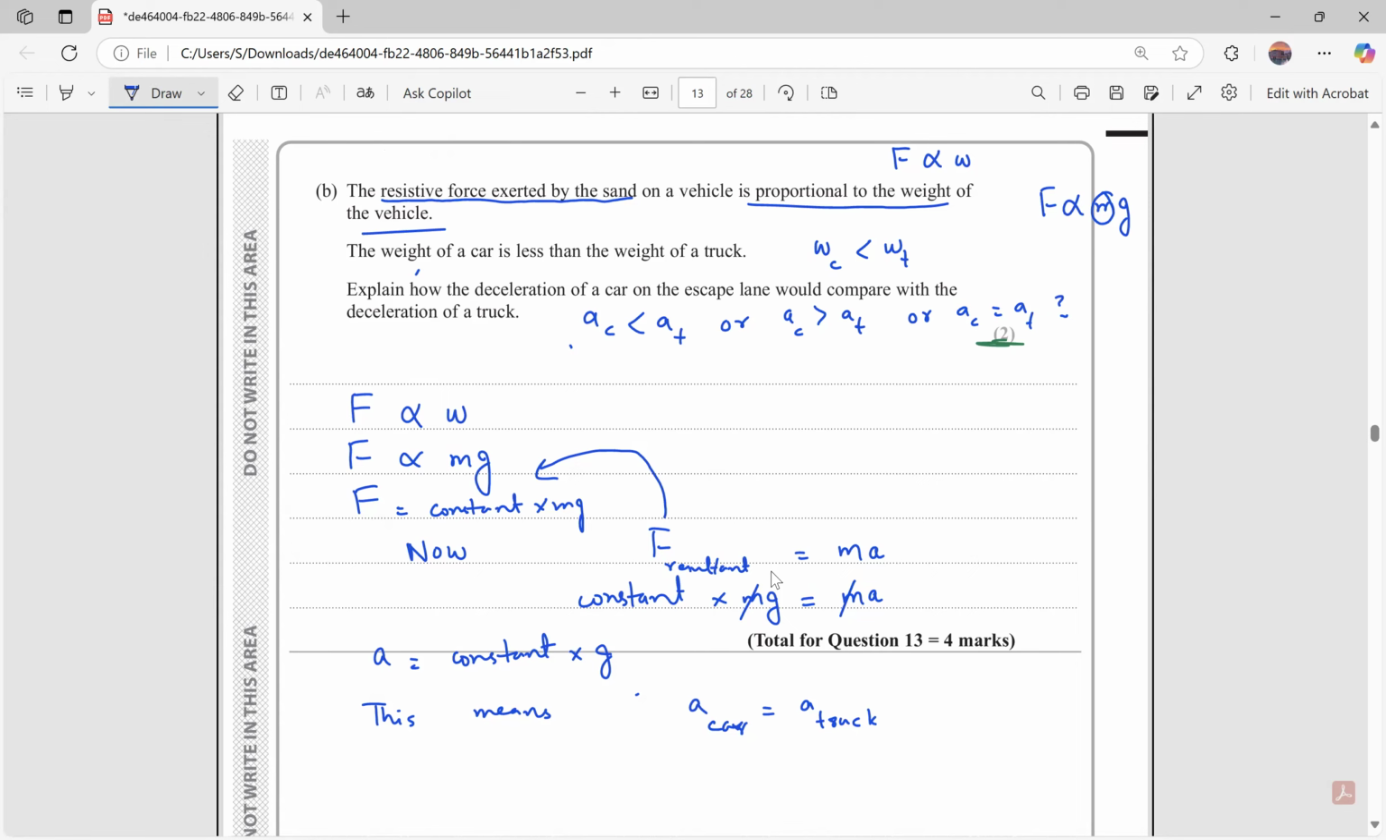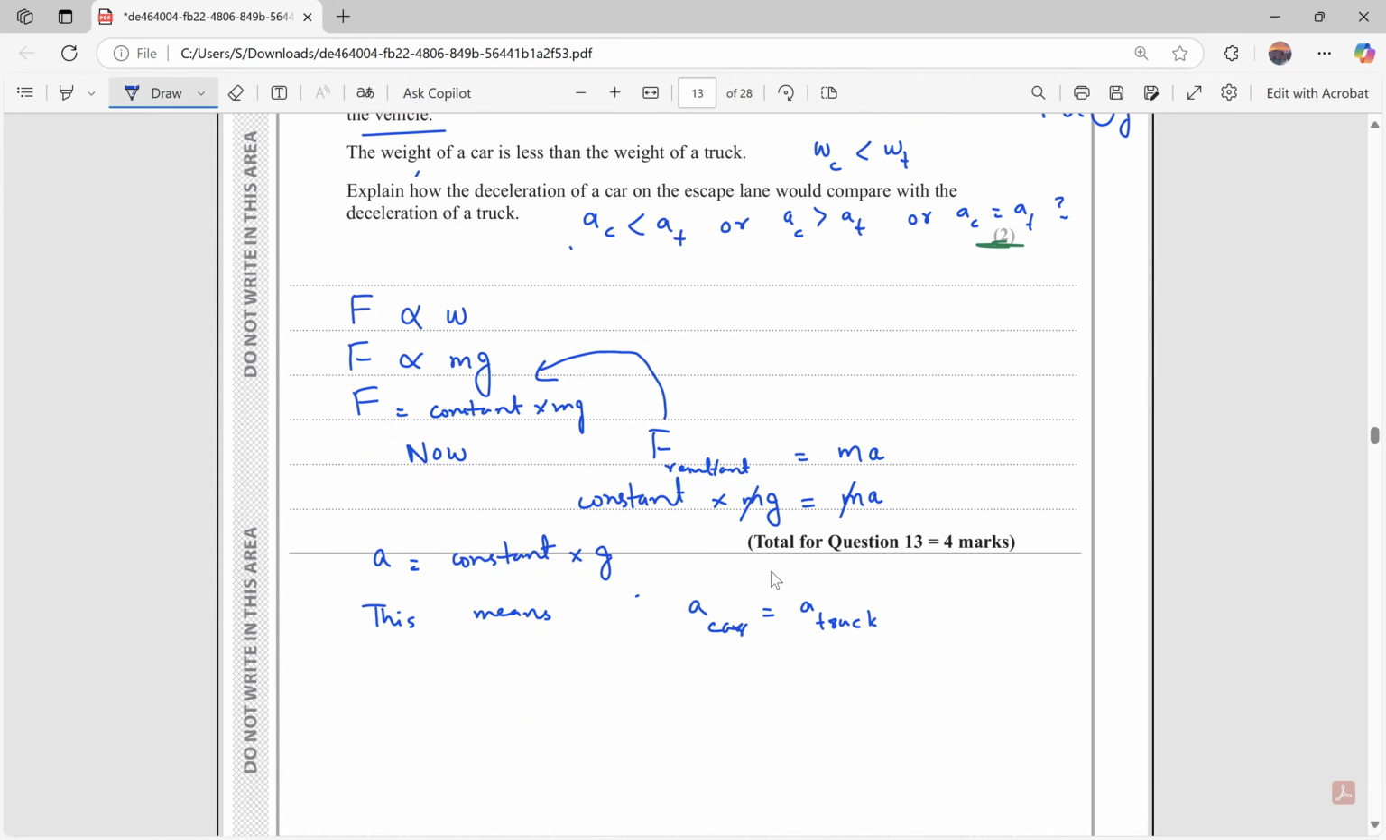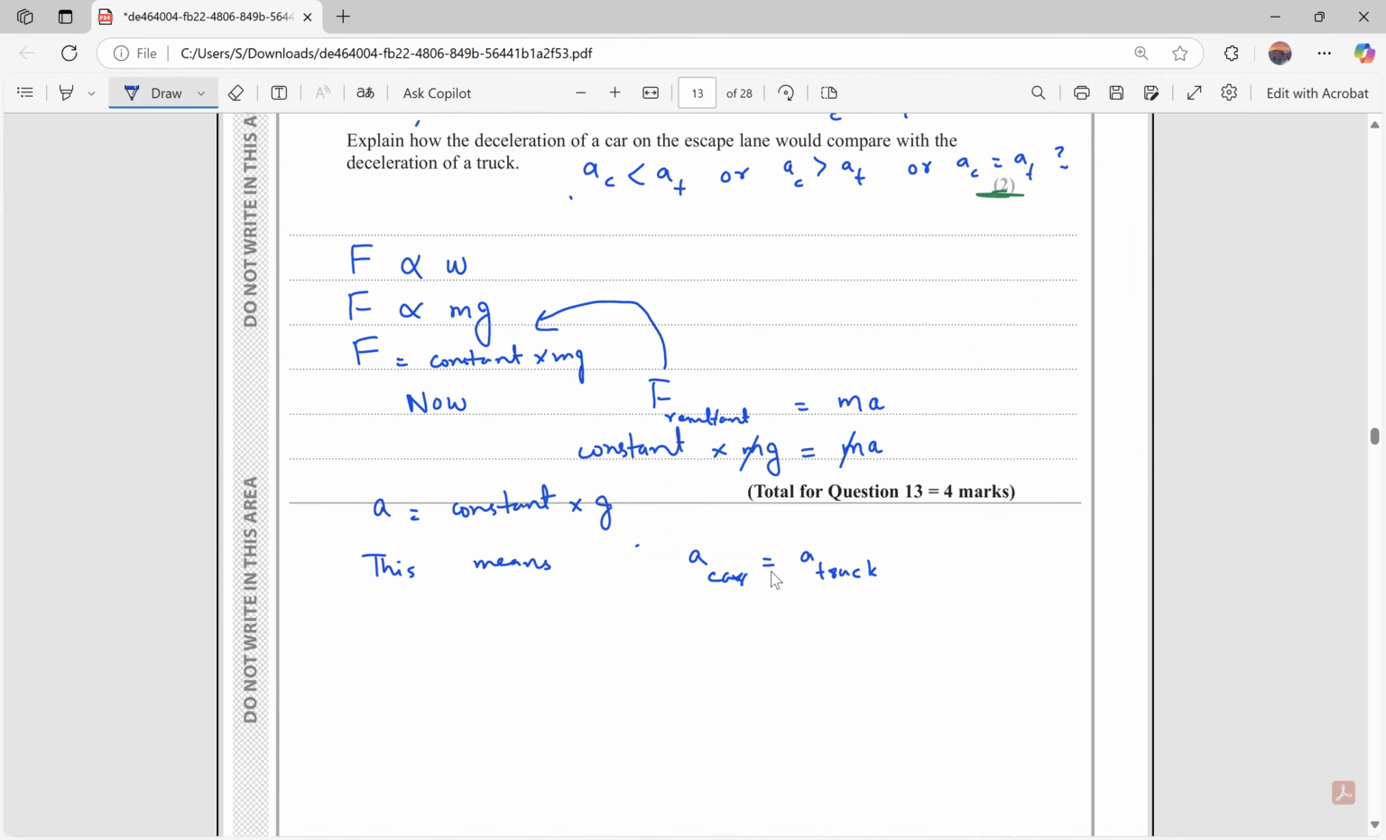Now, I can understand if this still feels confusing to some of you. For that, you can think of another way. If you are weirded out by this constant and you're thinking, what is this, it doesn't make sense. What is the resistive force acting on the truck or the car when it's moving on the escape lane? The question ends here, but this is an alternate explanation for anyone who is stuck on understanding this question. And I personally like this explanation more.